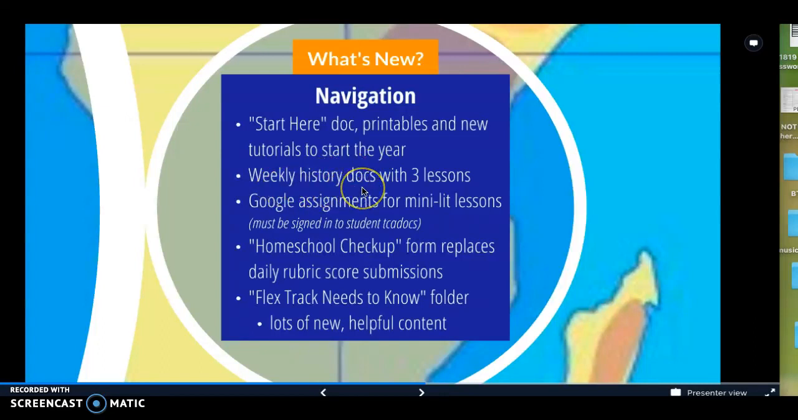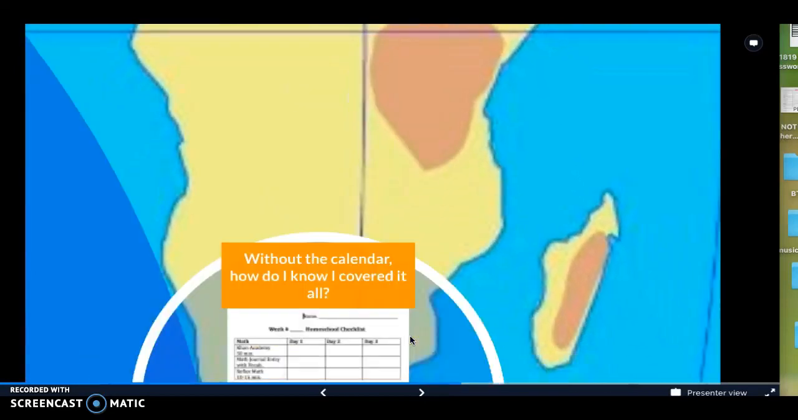Weekly history docs are, rather than having one lesson that you click into each day, I've put 3 lessons together, 1 per week. So that's less clicking for you and less submitting. You're just going to be submitting the homeschool checkup form once at the end of each week, and that replaces the daily rubric score submissions. You still are scoring their history every day, and you will be filling in those rubric scores, but you're only doing it once a week as opposed to 3 times. And then there's a FlexTrack Needs to Know folder that has a lot of new helpful content in it within our course, so I encourage you to take a look at that.